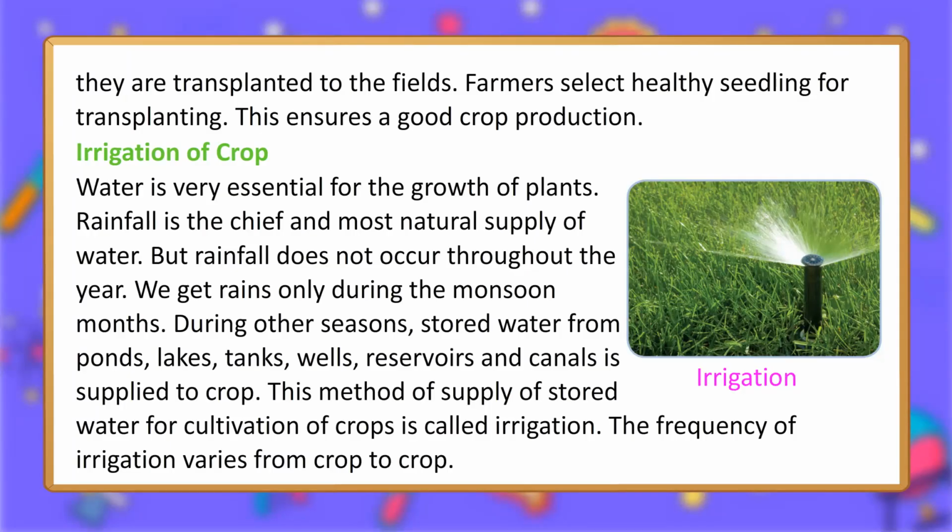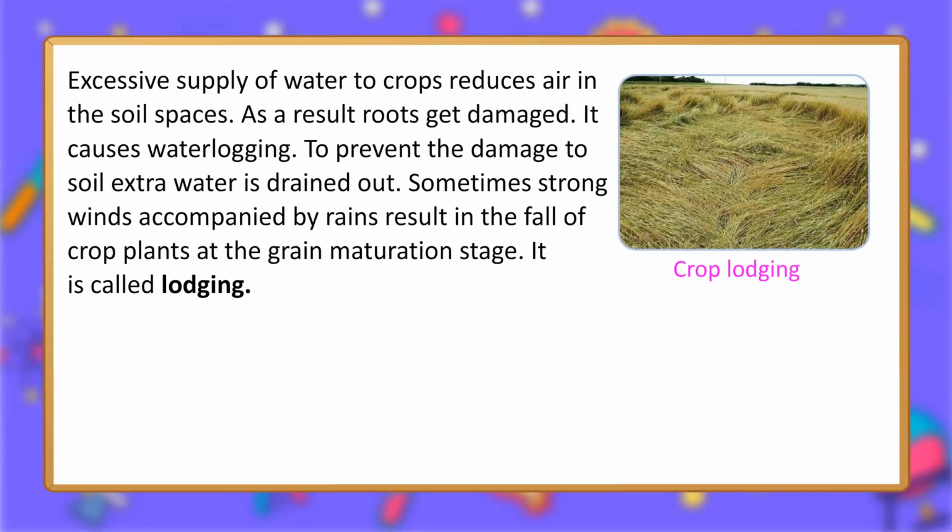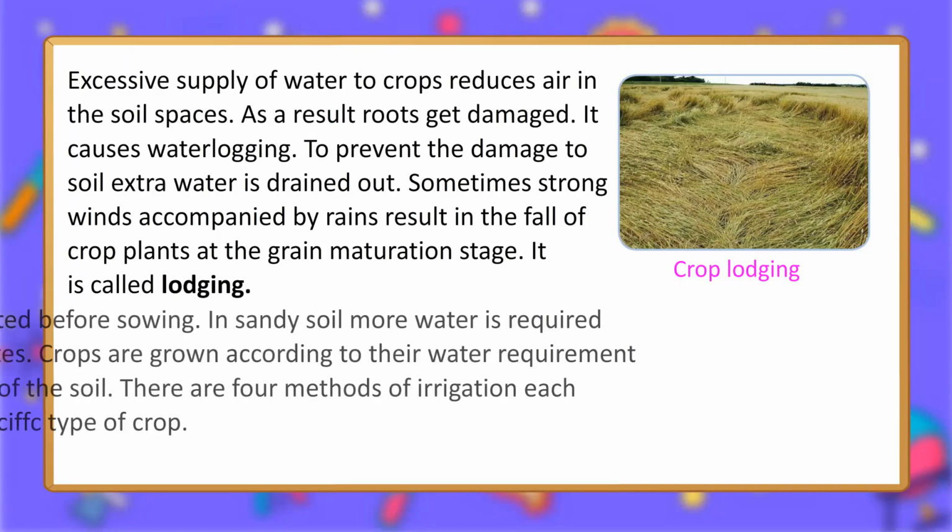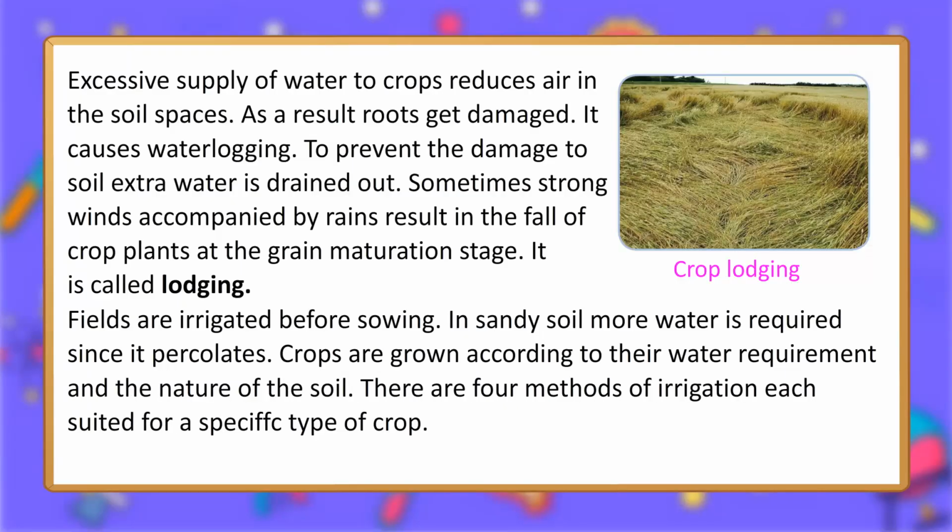The frequency of irrigation varies from crop to crop. Excessive supply of water to crops reduces air in the soil spaces. As a result, roots get damaged. It causes waterlogging. To prevent the damage to soil, extra water is drained out. Sometimes strong winds accompanied by rains result in the fall of crop plants at the grain maturation stage. It is called lodging. Fields are irrigated before sowing.